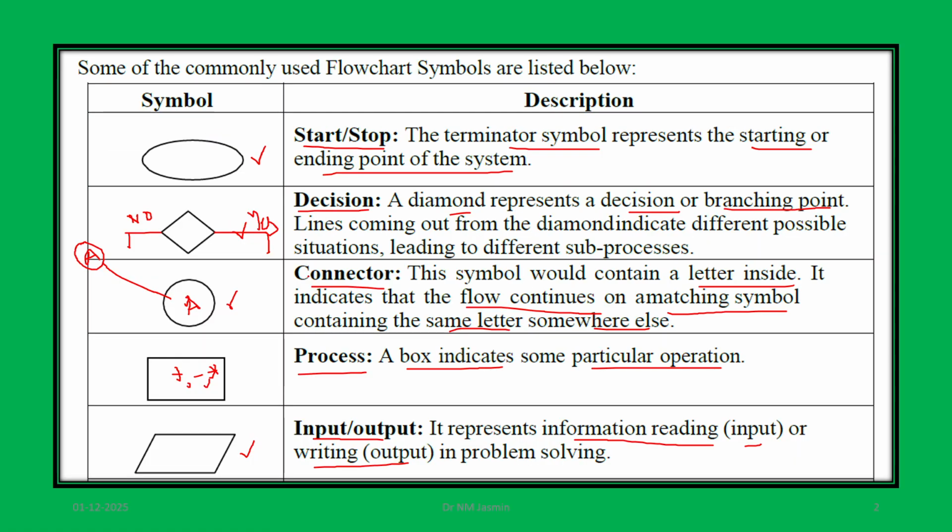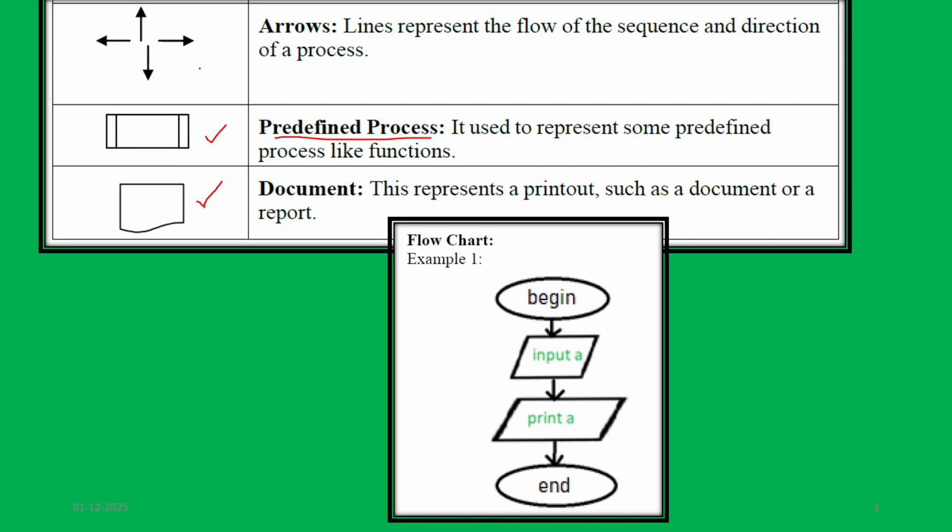But in most cases, we are using the ellipse, diamond, circle, rectangle, rhombus, and these directions. Rarely are we using the ones below. Let's look at a small example problem for the flowchart.